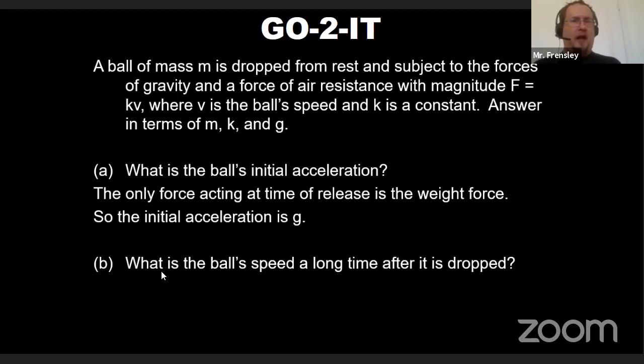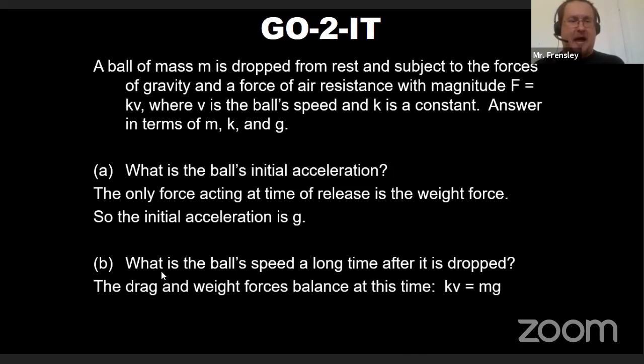However, when the ball has enough time to reach a final terminal velocity, then the forces kv and mg balance. So then we set kv equal to mg and divide by k to get mg over k, the terminal velocity of the ball.